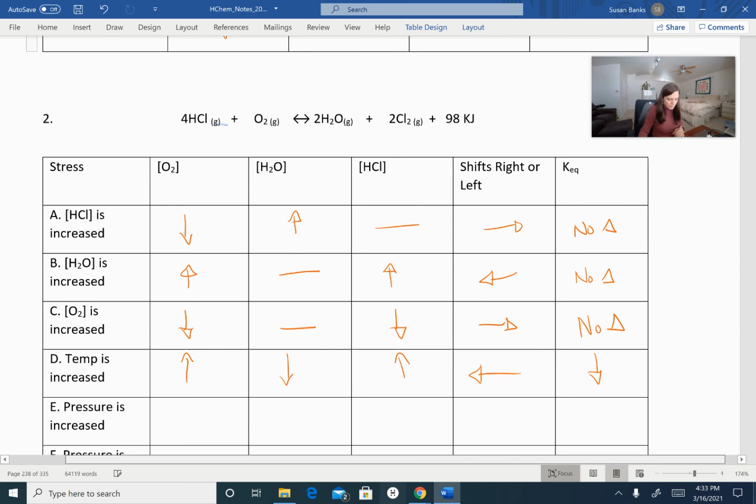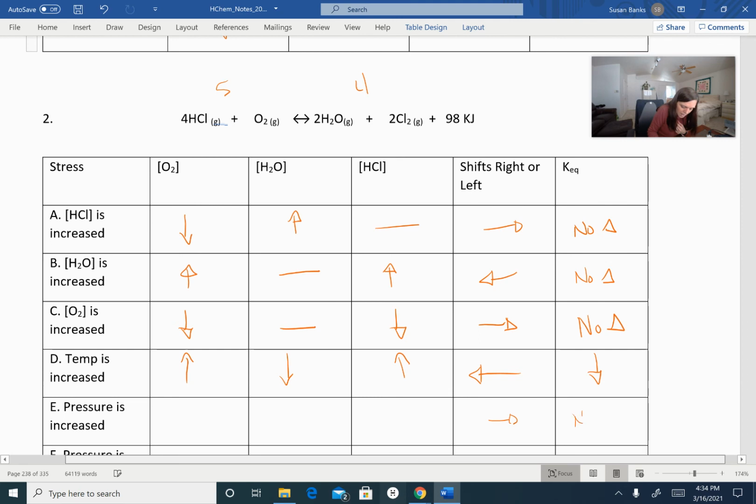How did you do on that one? All right, pressure. Let's look at our moles of gas here. We've got 5 moles of gas over on our reactant side, and we've got 4 moles of gas on our product side. So if pressure is increased, we're smushing things together. We want it to be smaller. So 4 moles of gas is easier to accommodate. So we're going to shift right.